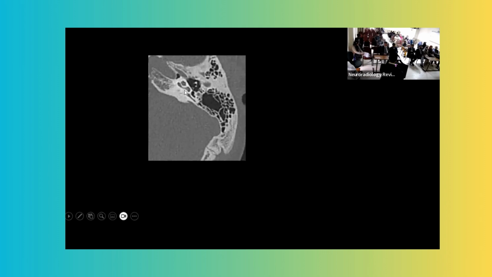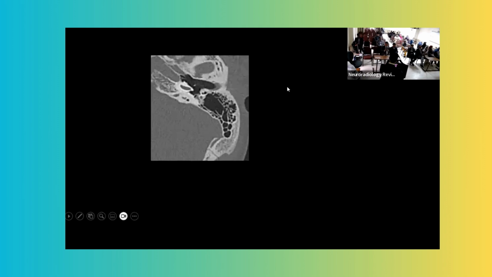And this is the basal turn of the cochlea. You can see here, we are starting to see the stapes. So this is a small stapes you can see here going to the oval window. And now the facial nerve is going down vertically. So now you are seeing this facial nerve like this, and it will exit through the mastoid process through the stylomastoid foramen to the parotid gland.